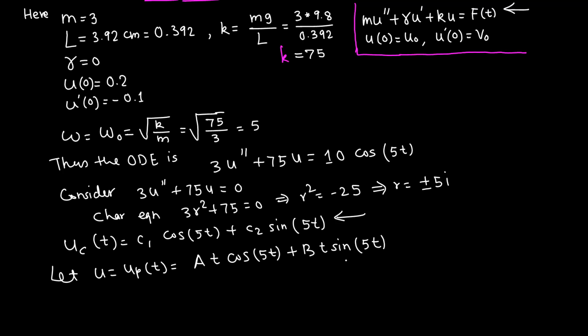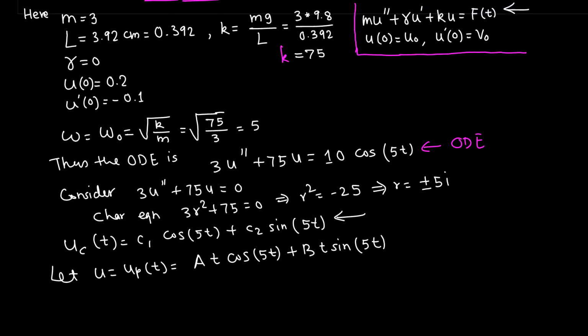That's the u. Now we need to determine a and b. So the next thing I do is find u prime, u double prime, and plug this back into the ODE. No, not this ODE, here with the non-homogeneous. So we go back here. Okay, we solve this homogeneous easily.